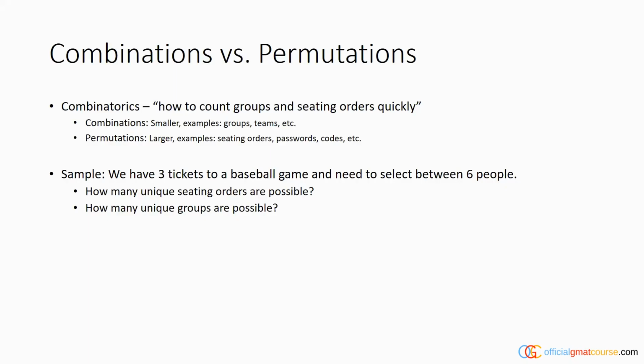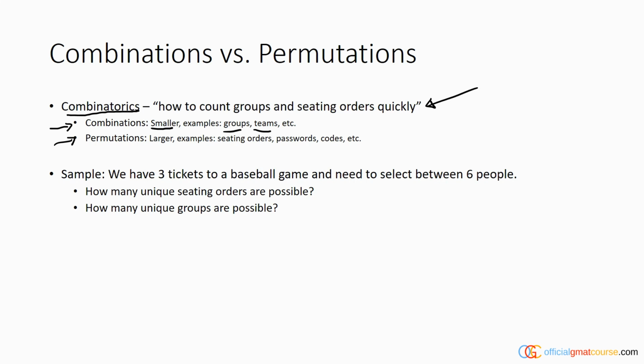So what are combinatorics? Well, combinatorics is a class of counting that basically breaks down how many seating orders or groups we have based on certain constraints. So that subcategory of mathematics called combinatorics can be broken down a little further into combinations and permutations. And combinations are smaller. They're basically groups or teams or numbers of people that are grouped together where we don't treat the order any differently.